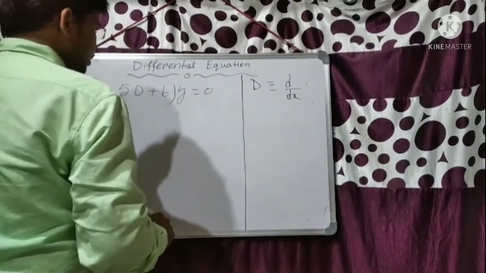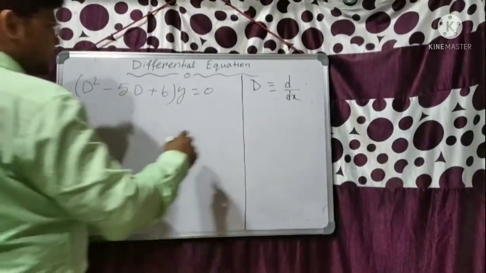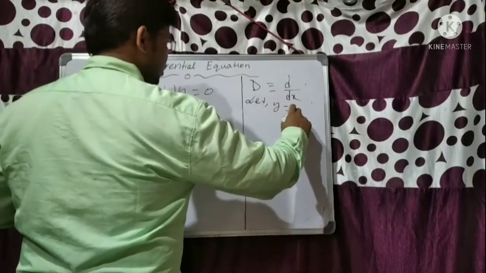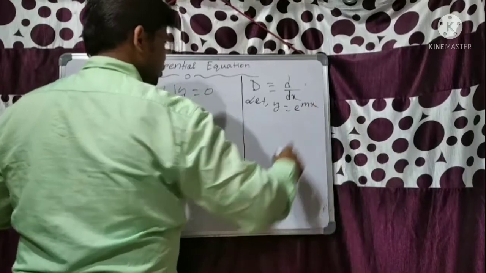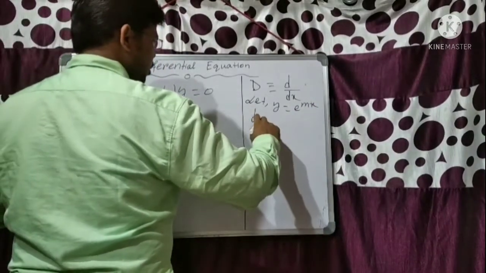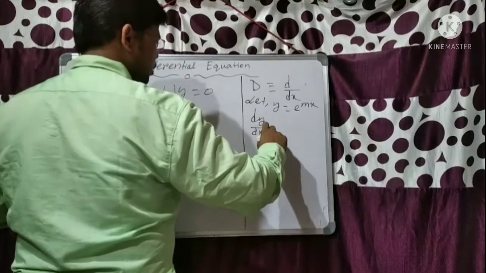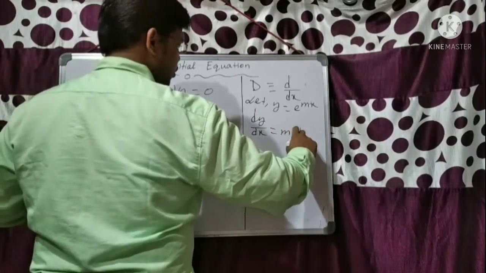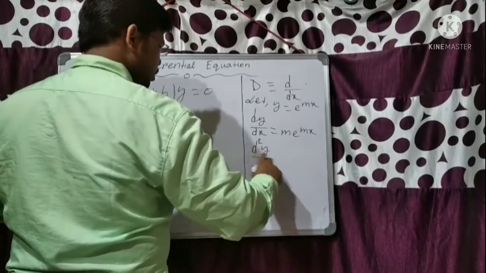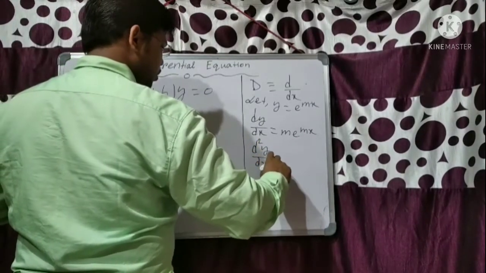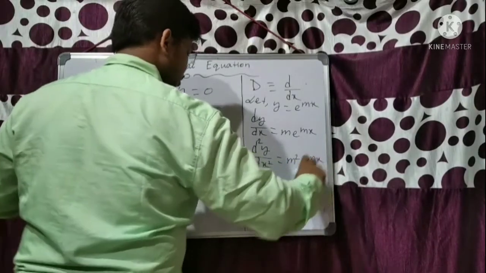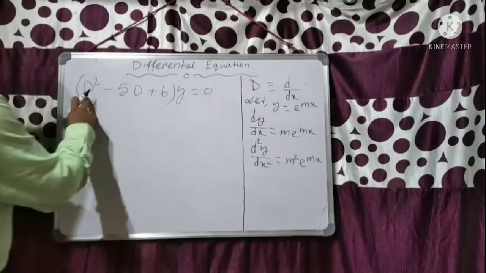So first we will consider y equal to e to the power mx as an auxiliary solution of this differential equation. Then what will be dy by dx? It will be m into e to the power mx. And what will be d2y by dx2? This will be m square e to the power mx. Just put here all the values.